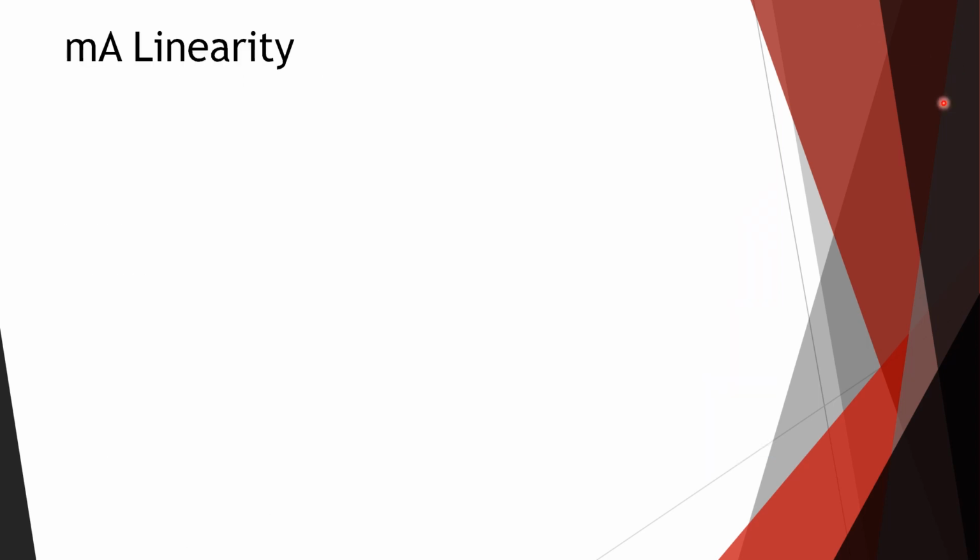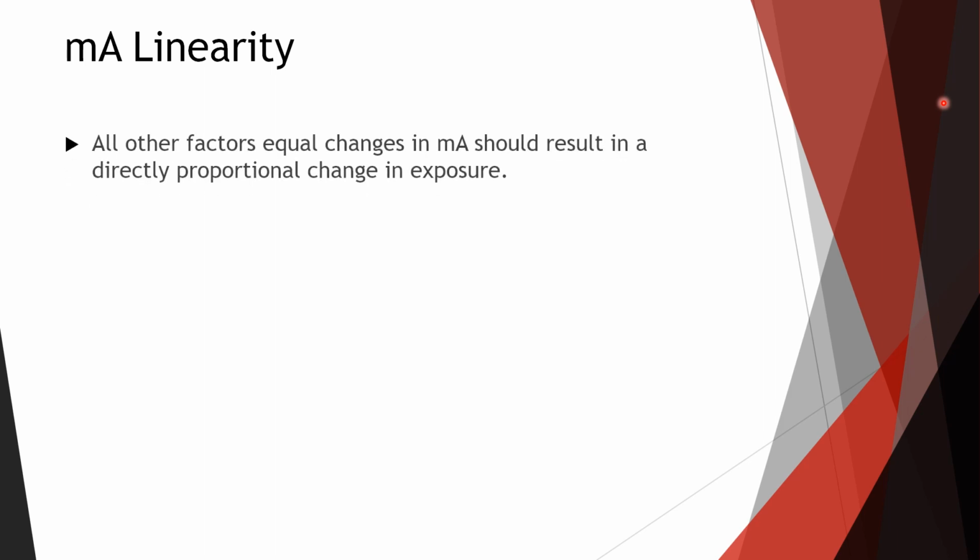MA linearity. So we talked about the time component of mass, which is the S, seconds. Now we're going to talk about the MA component. With all other factors equal, changes in MA should result in a directly proportional change in the exposure. So if we go from 100 MA with the other factors set, and we keep all those other factors the same, and we go to 200 MA, we should expect doubling the amount of X-rays produced. There's going to be twice as many electrons that are boiled off, twice as many X-rays that are produced, and then the exposure should be doubled.